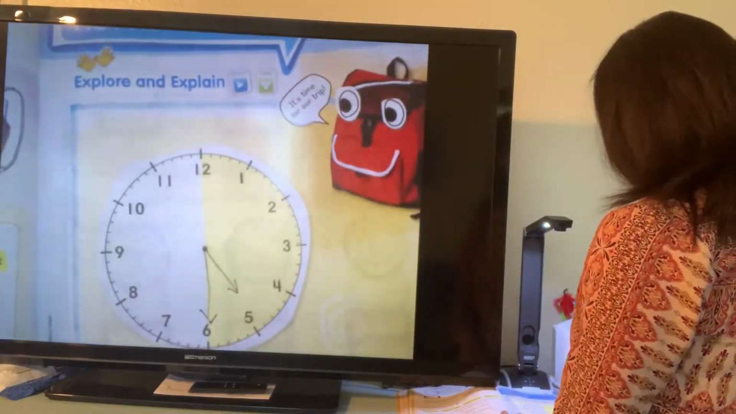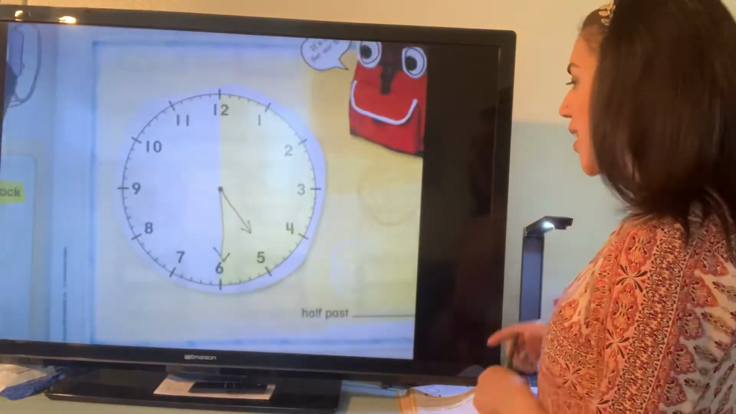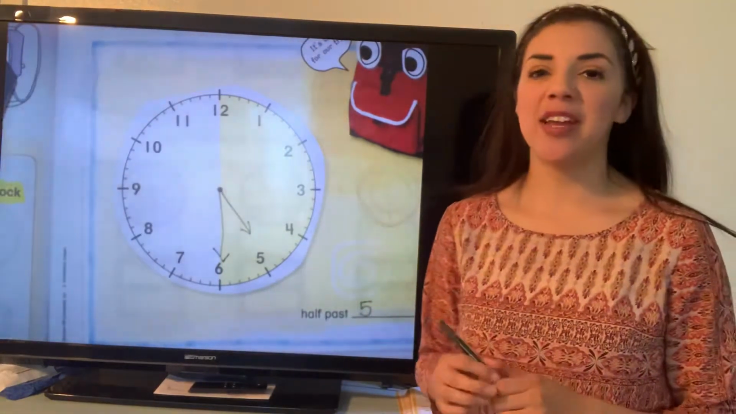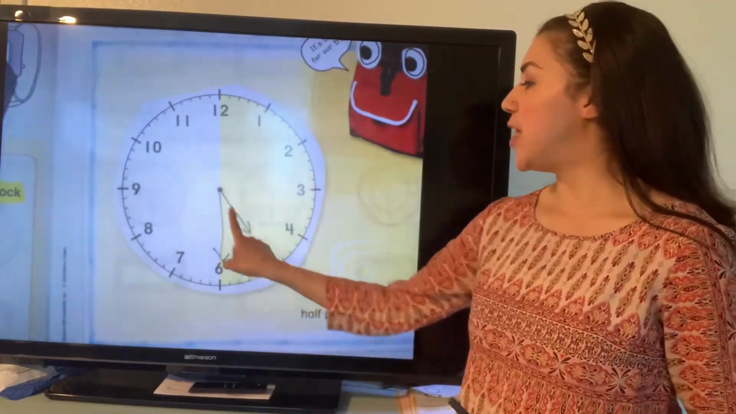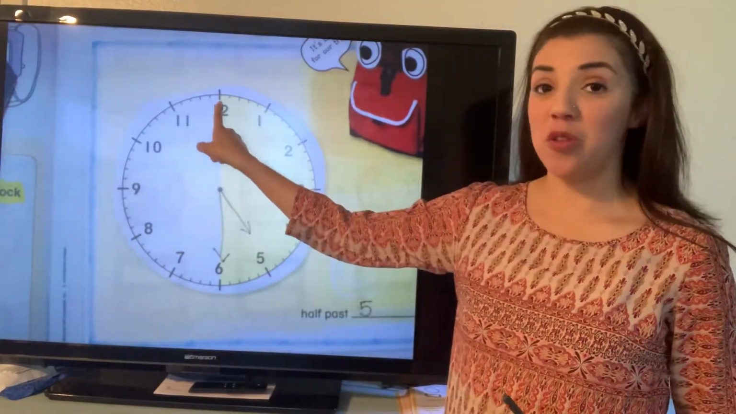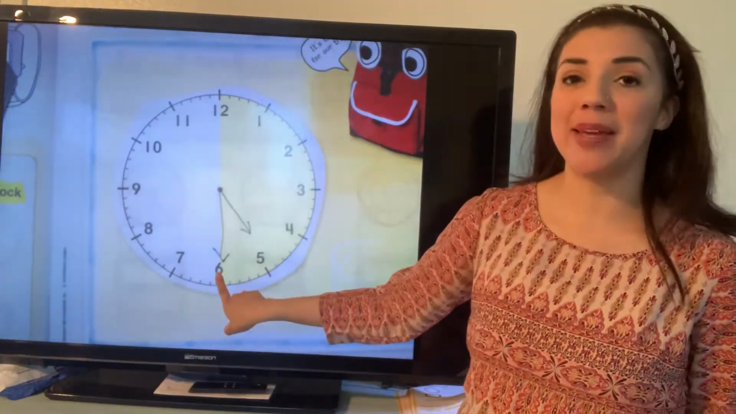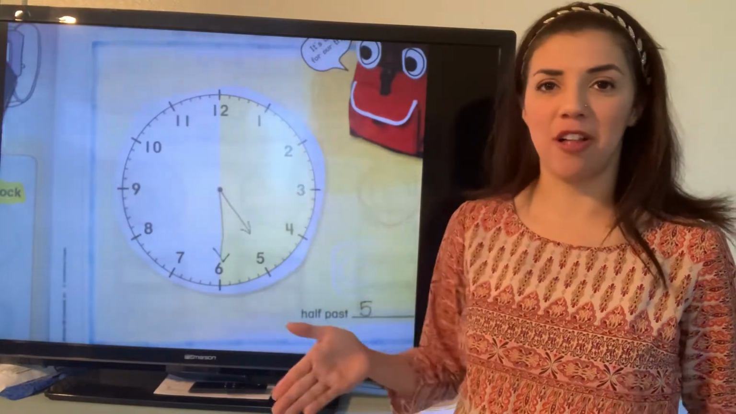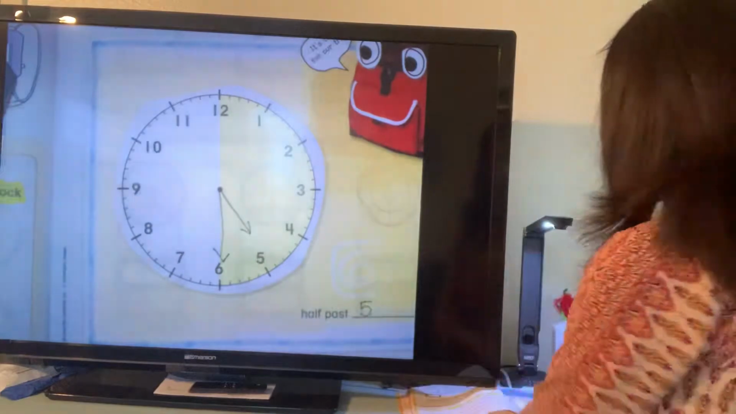So anyways, this time right here is 5:30. Okay, and they're going to use that in this lesson, 5:30. So if the minute hand was on the 12, meaning 5 o'clock, but now it's on the 6, that means it's half of the time past 5 o'clock, if that makes sense. I don't know. Okay, we'll keep practicing it. Go ahead and turn the page.